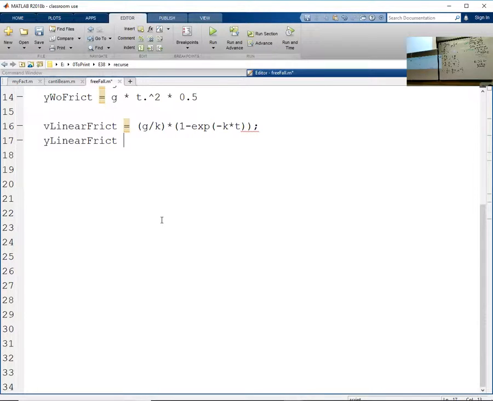Okay, how about the y linear friction? G over K. We got G over K again. G over K squared. Well, that's still coming. G over K times T minus G over K squared. Do I need the dot on the K squared? K was the scalar, so we're okay there. Star, star, 1 minus, 1 minus exponent negative K.